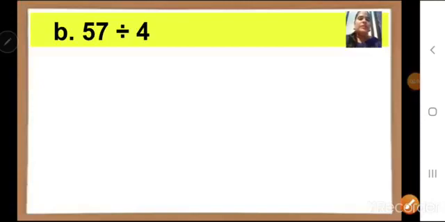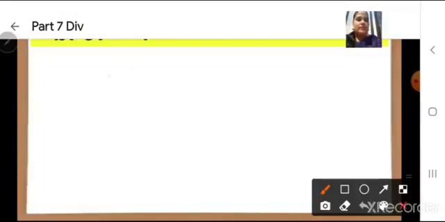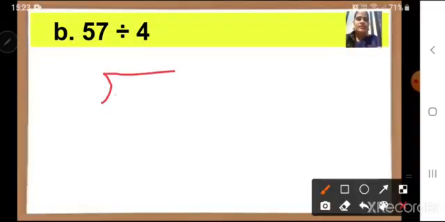Children, now B1 is 57 divided by 4. Okay, so let us start. First we will draw the bracket, then write number 57 inside and number 4 outside. Okay, children, now the first number is number 5, correct? So we can divide. We have to see 4's table, correct? It is our divisor. Now 4 ones is 4 and 4 twos is 8. So 5 will not go in 4's table, but we have a nearby number which is 4 ones are 4, right?